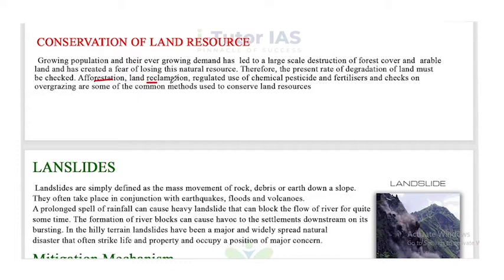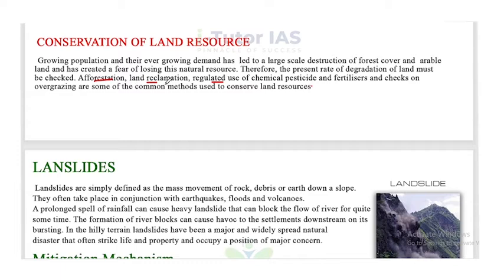Afforestation, land reclamation, regulated use of chemical pesticides and fertilizers and checks on overgrazing are some of the common methods used to conserve the land resources. What are they? First one, afforestation: growing trees or planting trees, stop cutting trees. That is afforestation, making a forest.